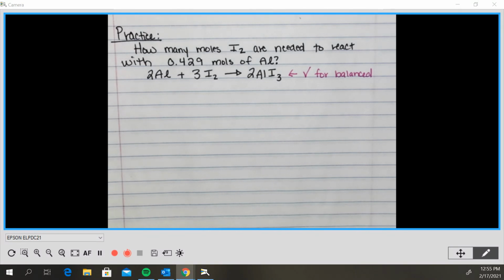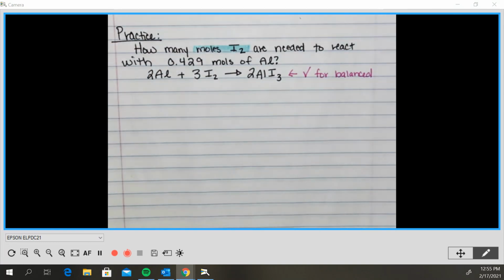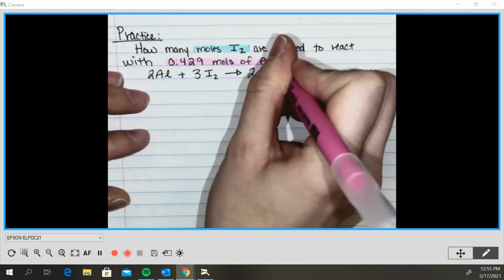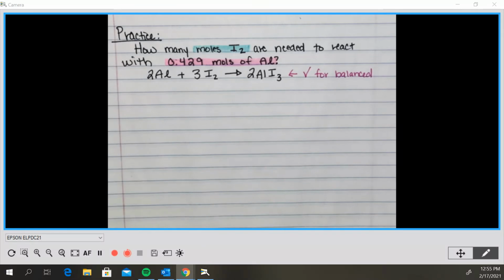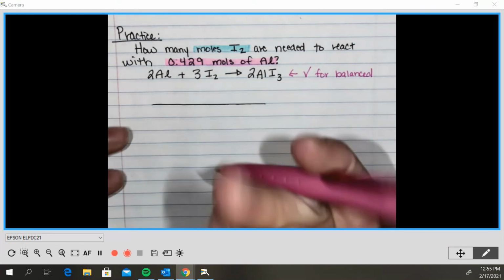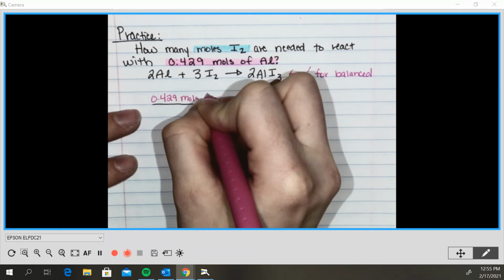All right. So for this one, what is my want? Moles of I2. Okay. What is my given? Very good. 0.429 moles of aluminum. So we can start to set up our train tracks. Our 0.429 moles of aluminum goes in the upper left.